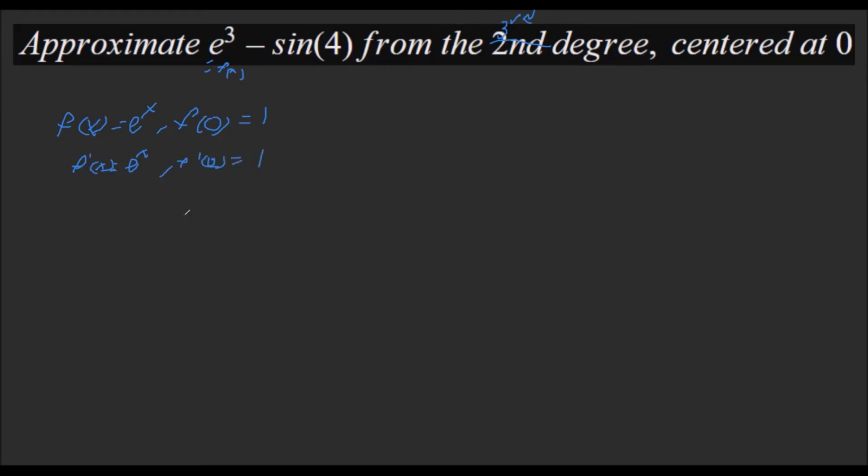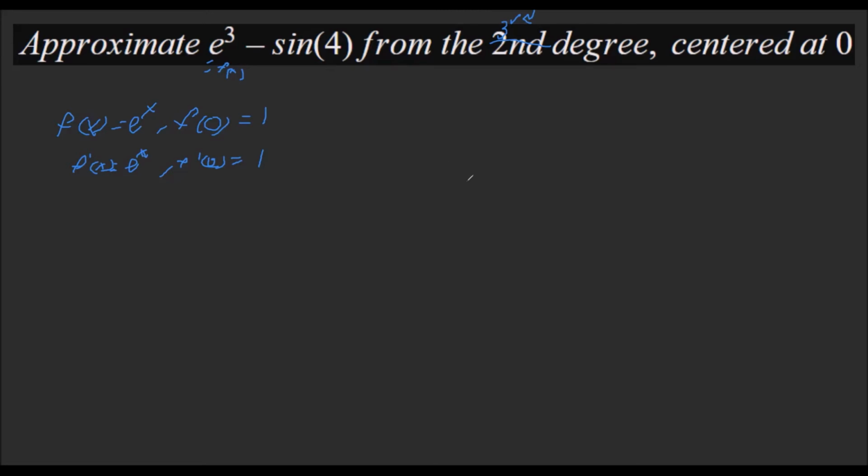And this goes on for a while. The second derivative is also e to the power of x, and when centered at 0, it's also equal to 1, as well as the triple prime of x, that when centered at 0 is equal to 1, because the derivative of e to the power of x is e to the power of x. So we already have all the derivatives for e to the power of x.